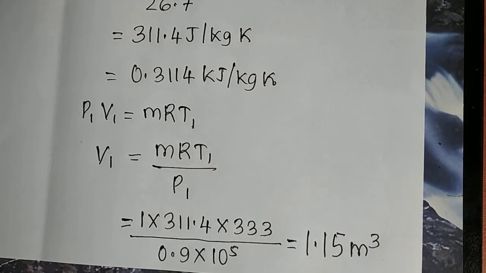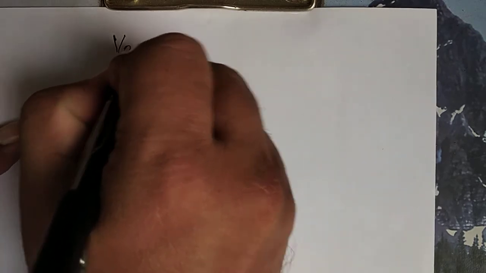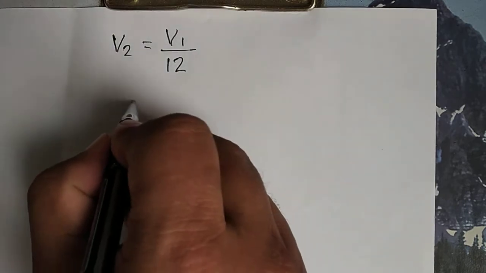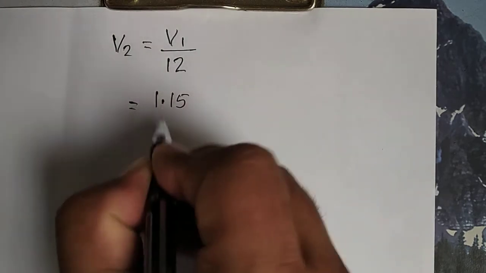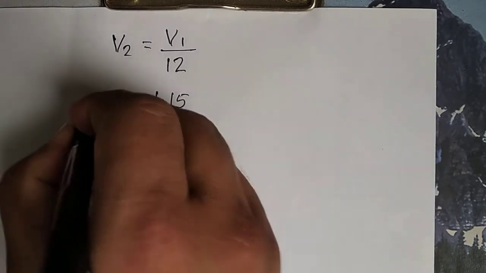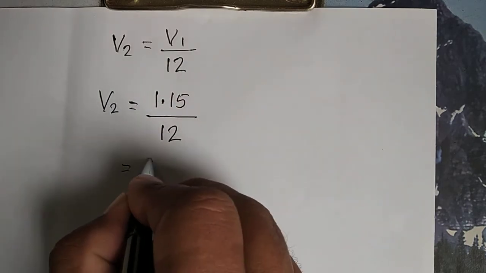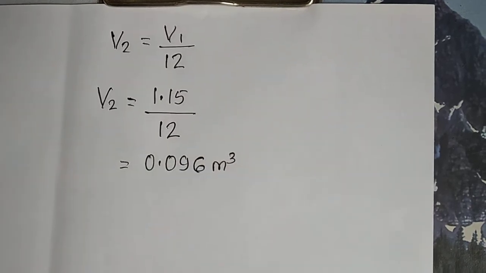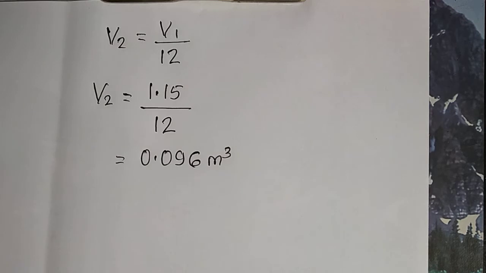Upon finding the value of V1, let us next find the value of V2 by taking V1 by V2 is equal to 12. So V2 will be equal to V1 by 12, that is, 1.15 divided by 12 will give me the value of V2. We will get the value as 0.096 meter cube, which is the value of V2.